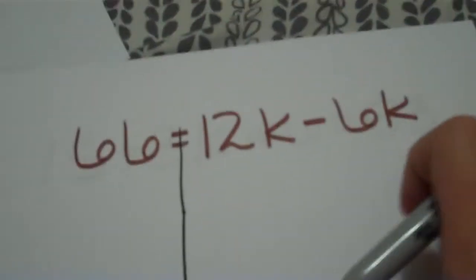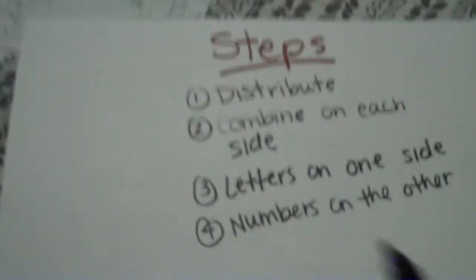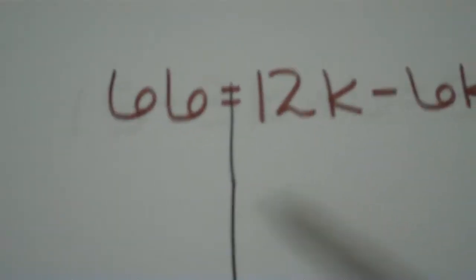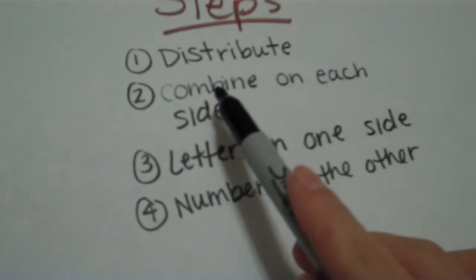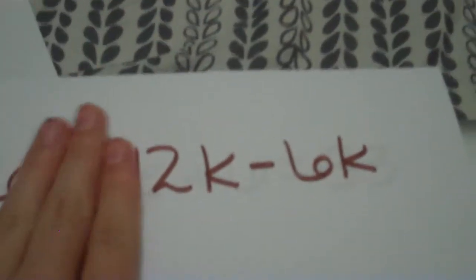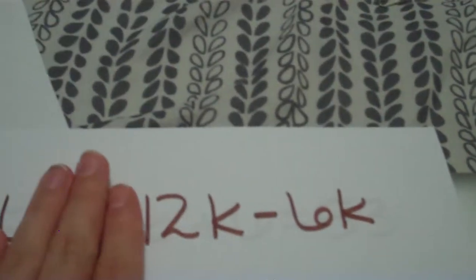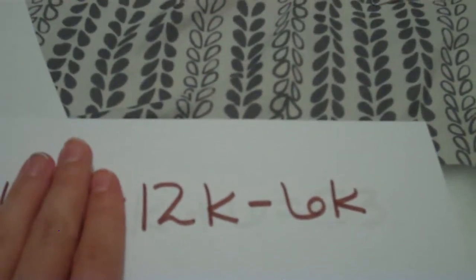What I want you to consistently look at are the steps. So the first step is distribute. I don't have any distribution. There are no parentheses in here. So I'm not going to distribute. The second thing, combine on each side. Here's what I mean. On the left side of the line, there's only one thing. I can't combine anything, right? On the right side of the line, however, I have 2 sets of K's. And remember, if they're alike, I can combine them. So I'm going to go ahead and combine these right now.